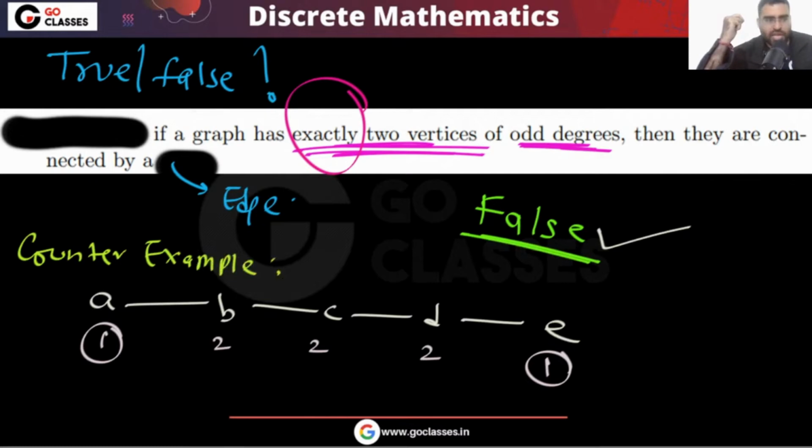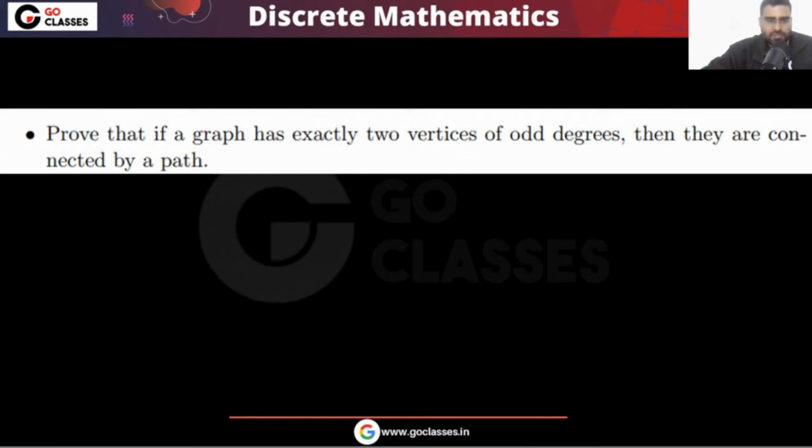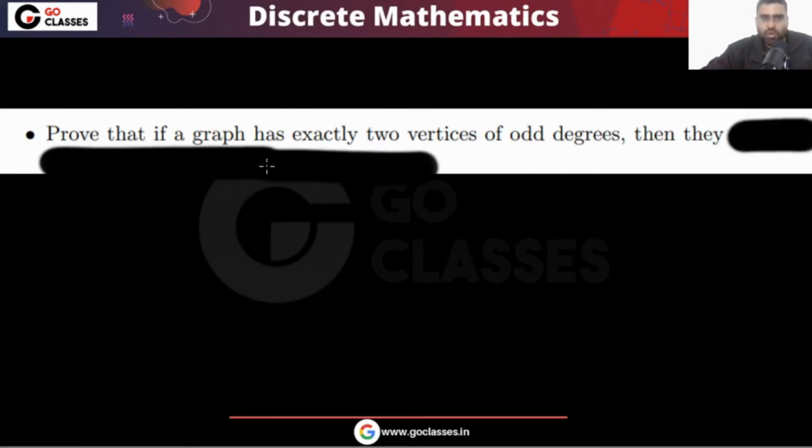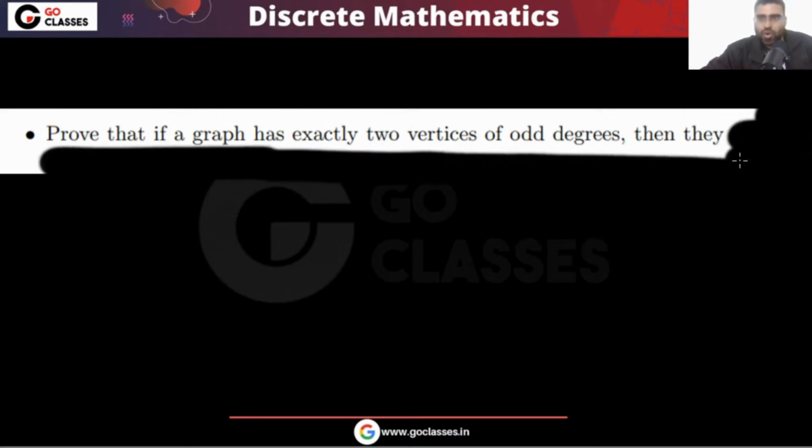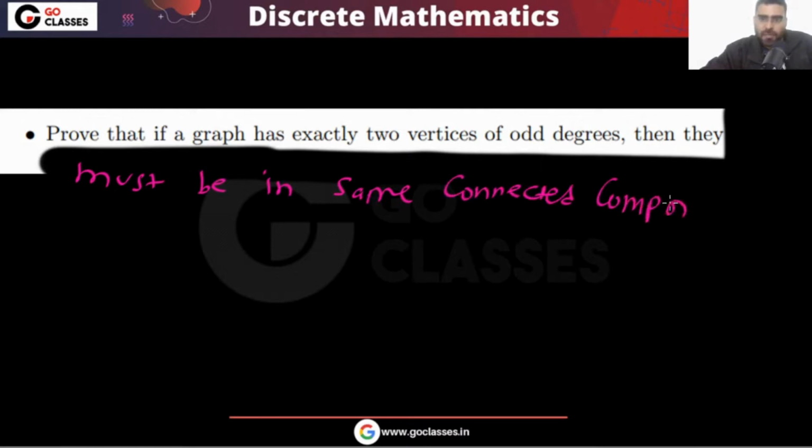Finally, what I want to tell you is that this statement is true: if you have exactly two vertices of odd degree, then they must belong to the same connected component. This is true, right? This statement we have already proven.